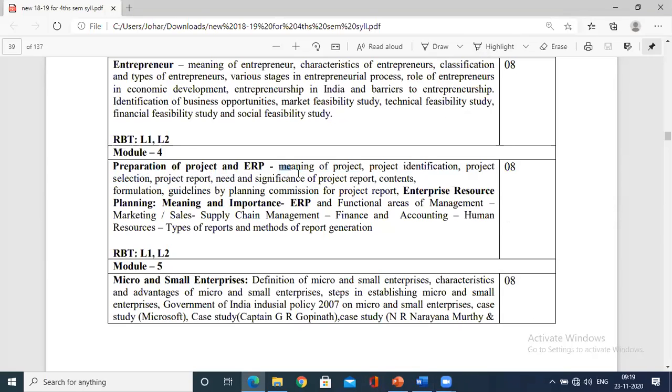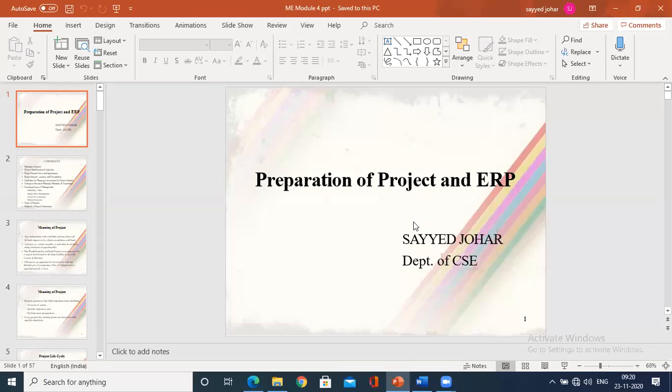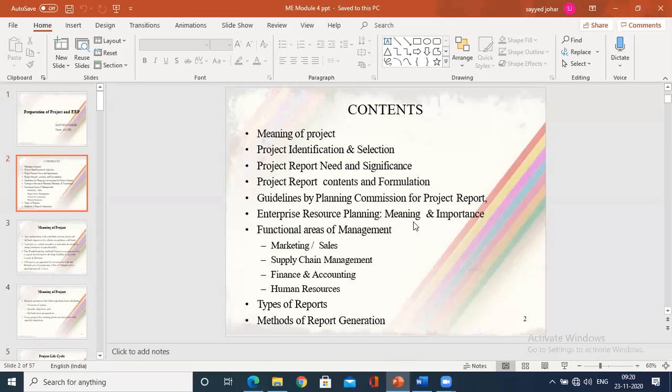So let us try to cover a few of the topics here. That is project identification, project selection. How do you select the project? And what is the meaning of project report? And what is the need and significance of a project report? Why do we need a project report? Right? So here are the concepts. So first we need to understand the meaning, project identification.